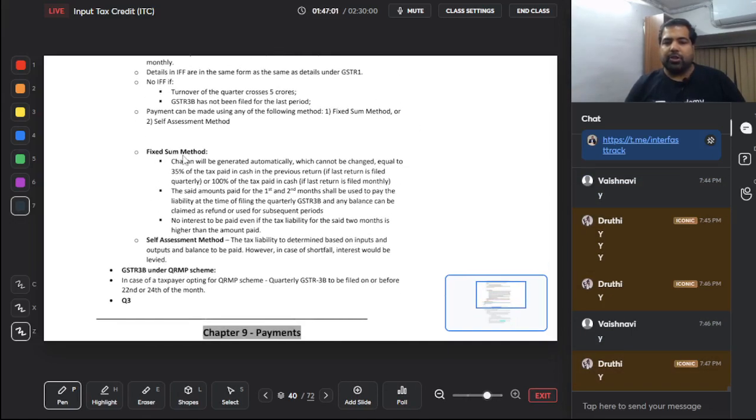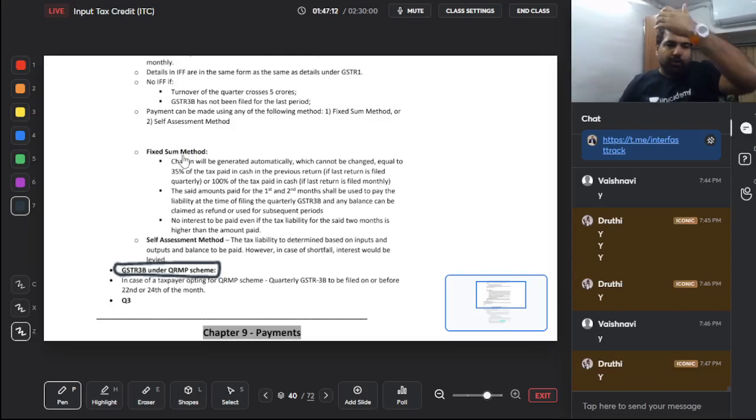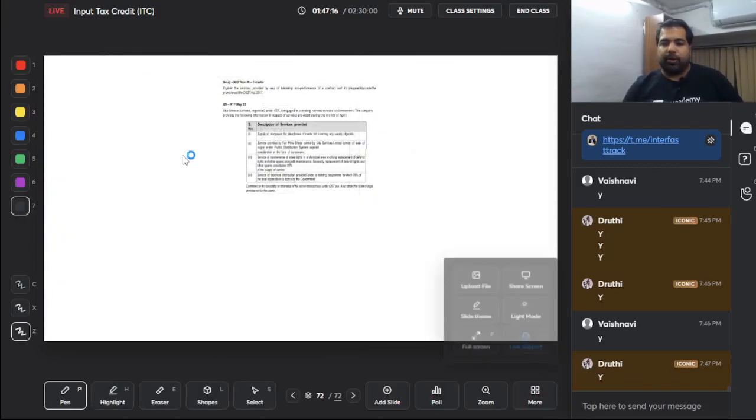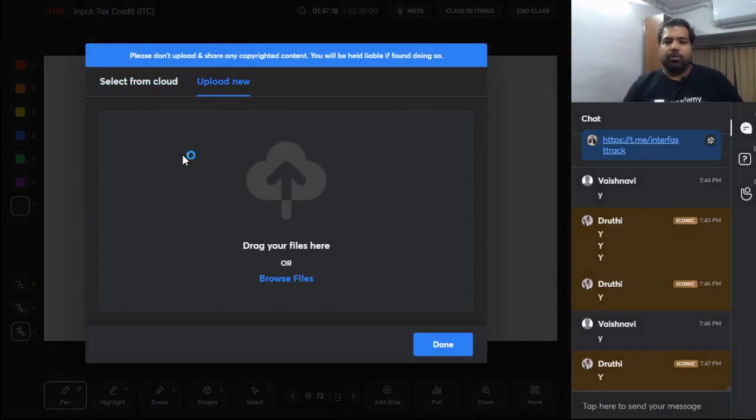Perfect. So guys, even GSTR 3B can be filed quarterly. So once you choose this scheme, guys, GSTR 1 also quarterly and GSTR 3B also quarterly. Guys, let's open up the module now and let's see what all questions are there in the module from this chapter. Everyone watch out. Let's do the module as well.